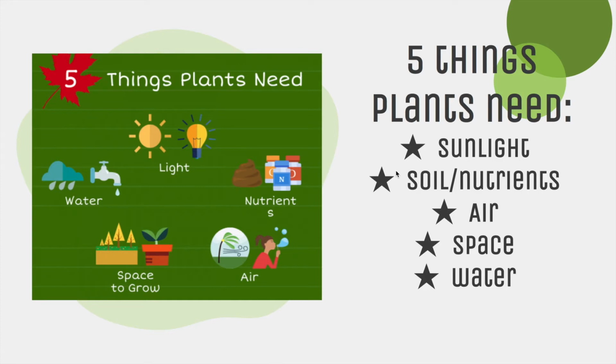There are 5 things plants need. Plants need sunlight or some type of light. They need nutrients or soil or food. They need air. They need space in order to grow. And they also need water.